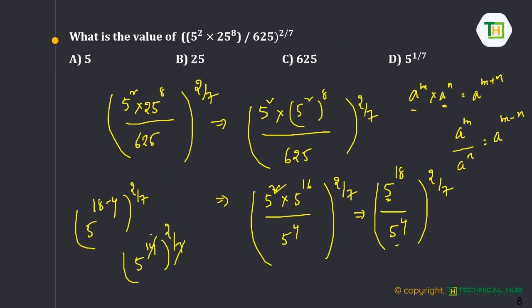Yes, the 7 and 7 cancel. So 2 into 2 is equal to 4. So 5 to the power of 4 is nothing but 625. Nothing else is there in this question. So this is a simplification question. The answer for this question is option C.